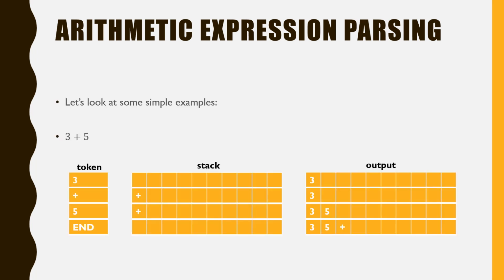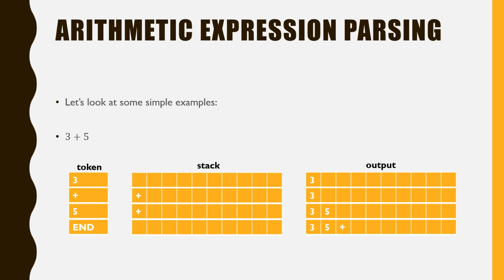Let's look at some simple examples. First, consider 3 plus 5. The first token is an operand 3. We directly write it to the output. The second token is an operator plus. Since there is no token in the stack to pop, we directly push it into the stack.